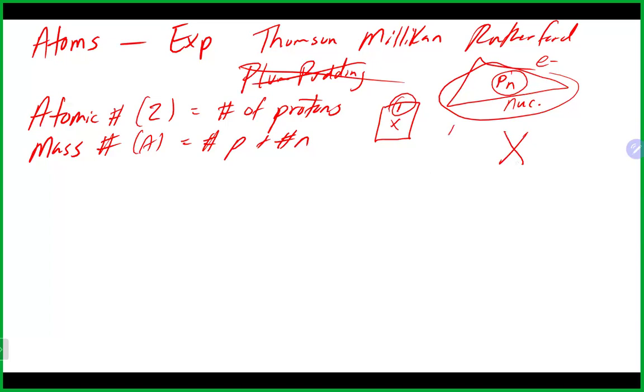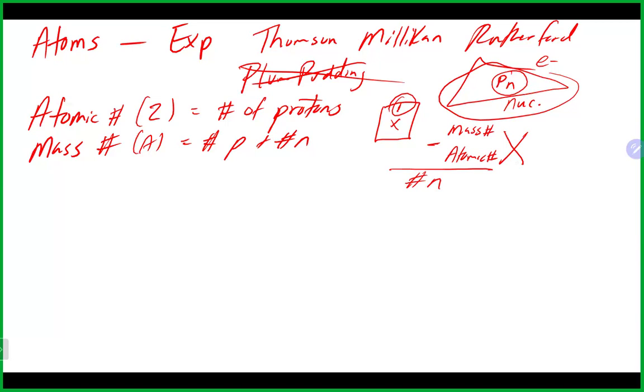Well, we use the symbol for the element, put the mass number up on top, and the atomic number there on the bottom left. And remember that if you subtract the atomic number from the mass number, if you subtract those two, that gives you your number of neutrons, right? So if you take the mass number minus the atomic number, that will get you your number of neutrons.